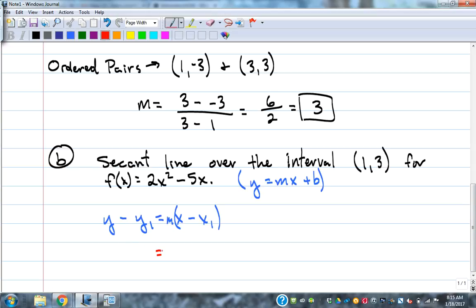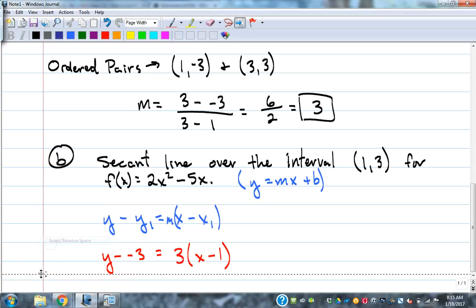So we already know the slope is 3 from example A, because this is the same problem, just extended into the secant line idea. We have ordered pairs to use. Okay, I've got two ordered pairs. I've got 1, -3, and then 3, 3. It does not matter which one you use. Pick one. I'm going to pick this one just because it's the first one. It doesn't matter which one you pick. So I'm picking one of the ordered pairs that I found for that interval. Okay, so y minus -3 and then x minus 1. And then get y by itself so that it's in slope-intercept form.